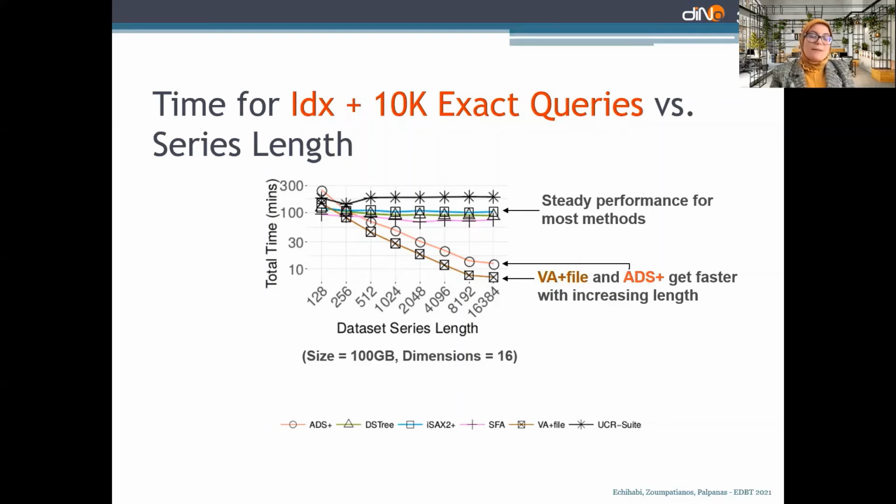So remember that the dimensionality in the reduced space is kept constant. So we only increase the dimensionality in the original space. And the reason why these 2 methods are faster is because they are skip sequential methods. By keeping the dataset size the same and the series longer, we have fewer series in the dataset. And so both of these techniques make a smaller number of random accesses.